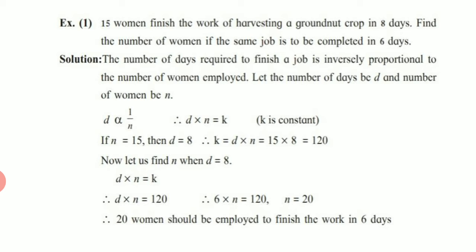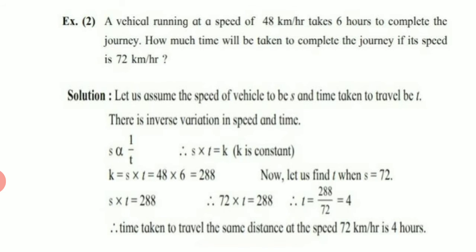Now, let us find n when d is equal to 6. D into n is equal to k. D into n is equal to 120. Therefore, 6 into n is equal to 120 and n is equal to 20. That means 20 women should be employed to finish the work in 6 days.